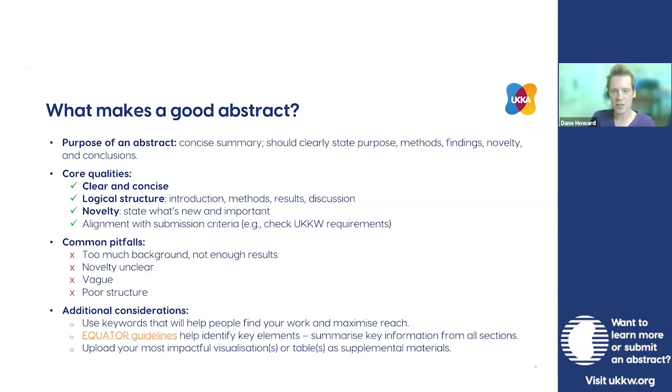We've also got a few additional considerations that can enhance the visibility and impact of your abstract. So use keywords strategically. Think about the terms someone might search for when looking for research like yours. This helps with indexing and discoverability. And consider following Equator guidelines. Now, these help researchers summarize essential information from all parts of a study and ensure consistency and completeness. Equator stands for Enhancing Quality and Transparency of Health Research. This initiative provides a library of reporting guidelines tailored to different types of health research studies. For example, you might use Consort for randomized controlled trials or Strobe for observational studies. And I think a few of the slides later on go into these in a bit more detail.